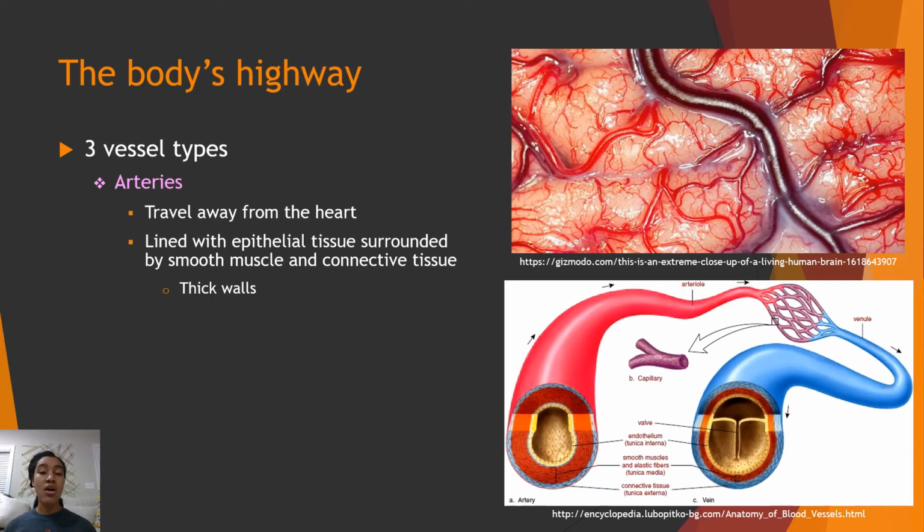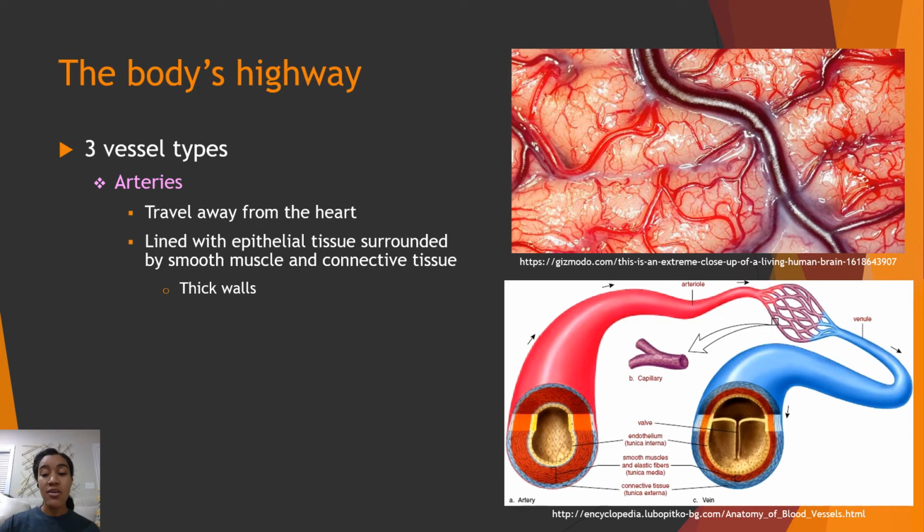Now that we talked about the heart, the heartbeat, and the flow of blood through the circulatory system, let's spend some time talking about the vessels that make up the circulatory system. There are 3 types of vessels, and we'll begin with the arteries. So the arteries are responsible for carrying blood away from the heart. And they're composed of 3 tissue types.